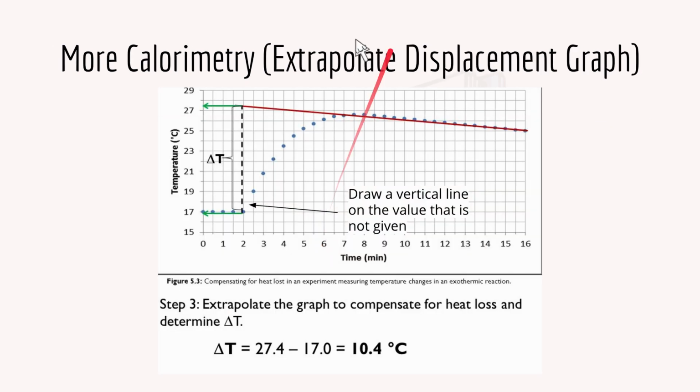And then we have extrapolate displacement graph. We have this displacement graph over here and some points. And then here you just draw a line for the temperature change to the peak, like here, and then draw a line of best fit to see where it meets, to find out the temperature increase and the peak temperature.